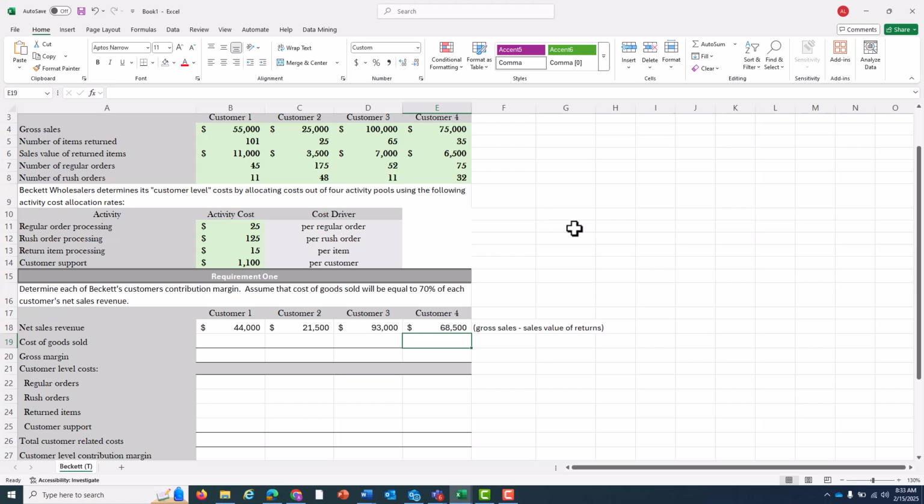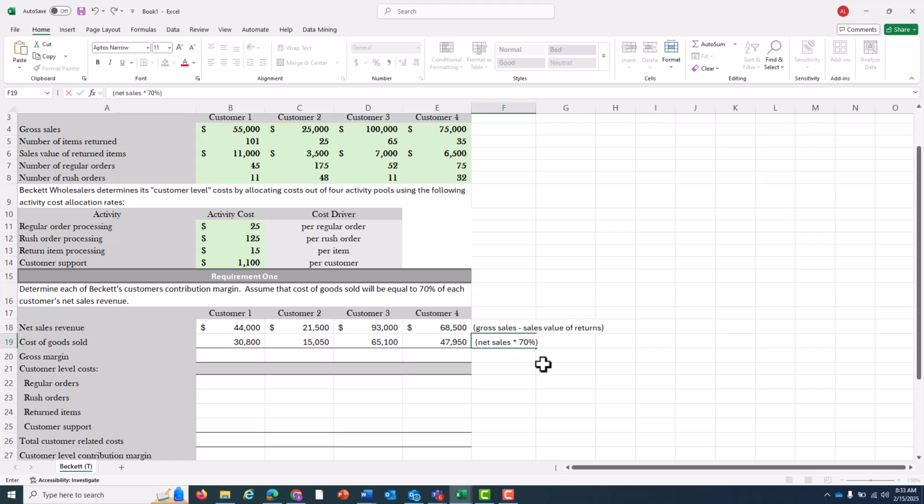From that, we're going to find our gross margin, which is just the margin of markup that we had on each item that we sold to them. And it's telling us right here to assume that the cost of goods sold is going to be equal to 70% of each customer's net sales revenue, which means we basically operate at a 30% profit margin. So all I have to do is take the net sales for each customer and multiply it by that 70%. I can just go straight across the line with this, and Excel will fill in all of my numbers. Right here, I am taking net sales and multiplying by 70%.